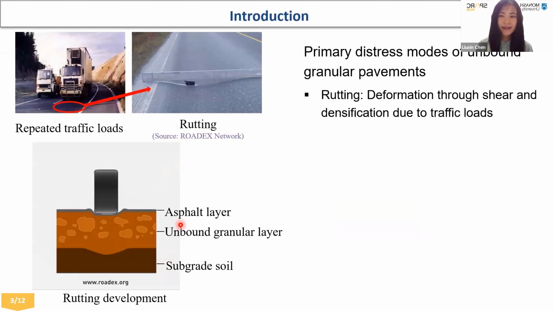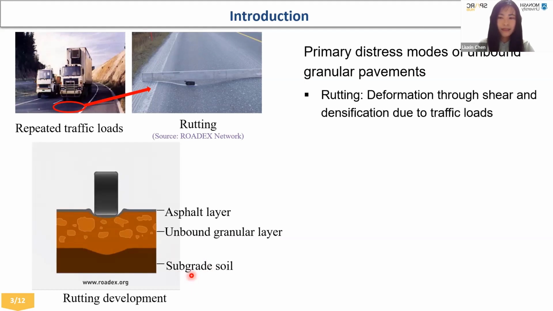I will start with these figures showing rutting, which is a primary distress mode of unbound granular pavements. Rutting basically is deformation through shear and densification due to traffic loads. As you can see here, rutting can come from both the underlying unbound granular layer and subgrade soil.